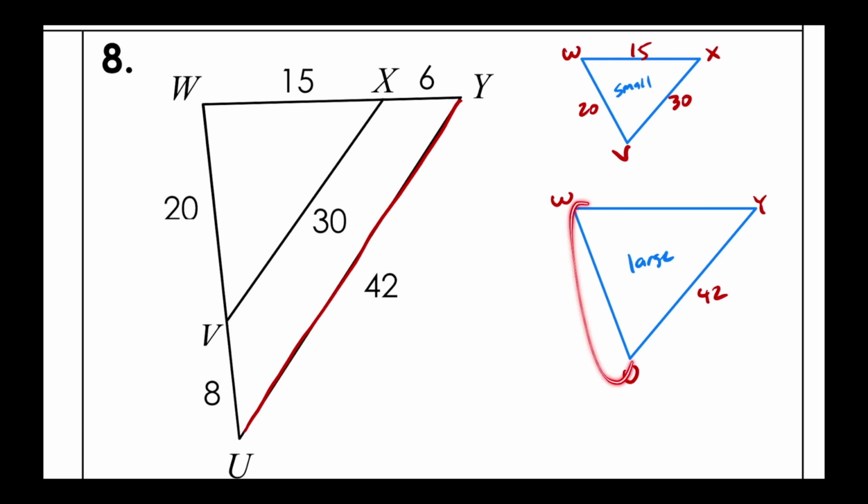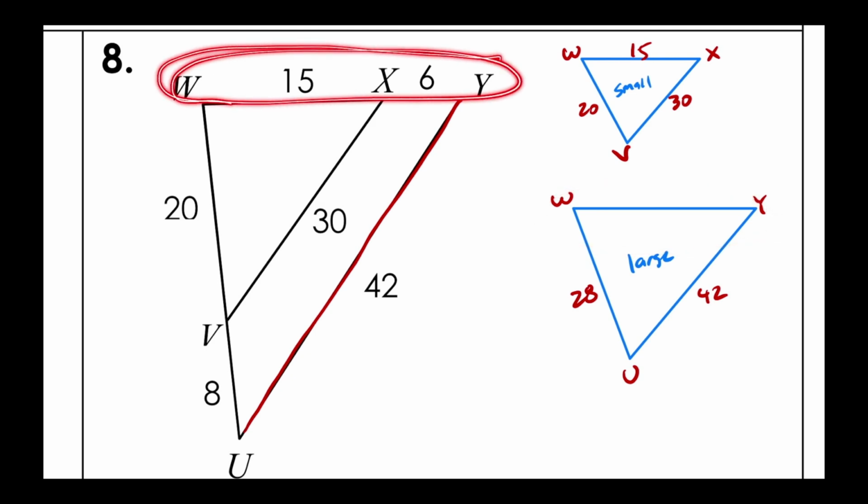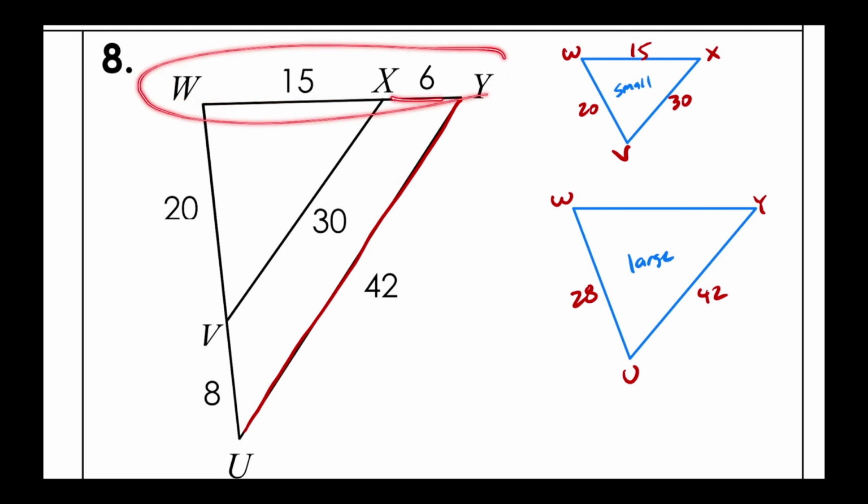But some of you, what is this side right here? Some of you are putting that the side is 8. No, 8 is only from here to here. What's the whole side? What's from W to U? Yes, it's both of these. It's 20 plus 8. So that means this is 28. And over here on this side, WY is this whole thing, not just this. 6 is just that part. We need 15 plus 6. And what's 15 plus 6? 21. Yep, 21. Very good.